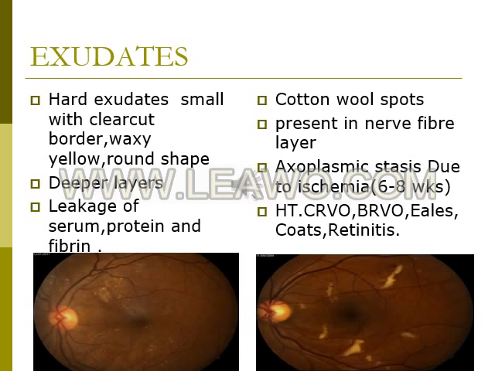Exudates can be hard exudates or cotton wool spots. Hard exudates are small with clear-cut border, waxy yellow in color and round shape. They are in the deeper layers of retina and occur due to leakage of serum, protein and fibrin. Cotton wool spots are present in the nerve fiber layer. They occur due to axoplasmic stasis due to ischemia, and they are mainly seen in hypertensive retinopathy, CRVO, BRVO, Eales disease, Coats disease, and retinitis.